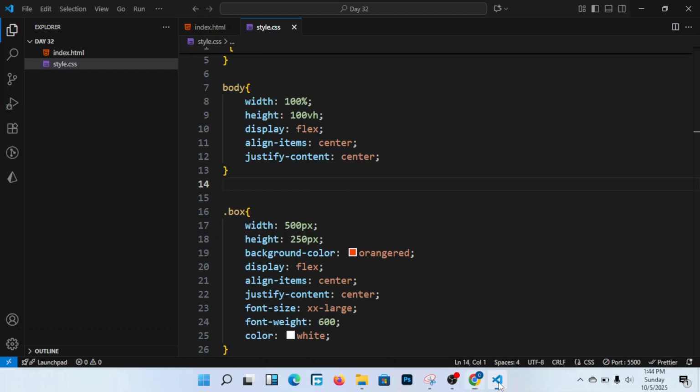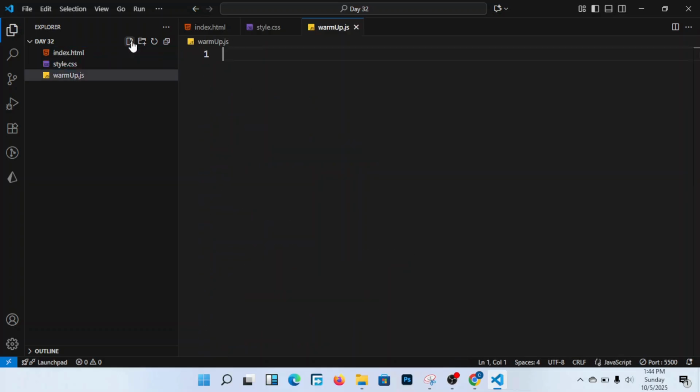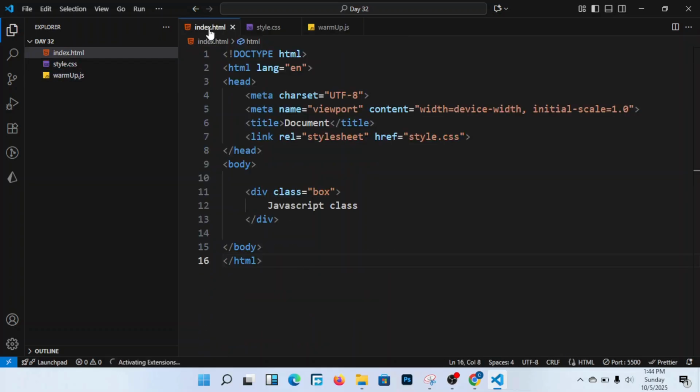We go? We go. So I'm going to come here like this. I open here my file. I say warm-up.js, okay? Warmup.js. I come inside here, I link my new file, which I created there.